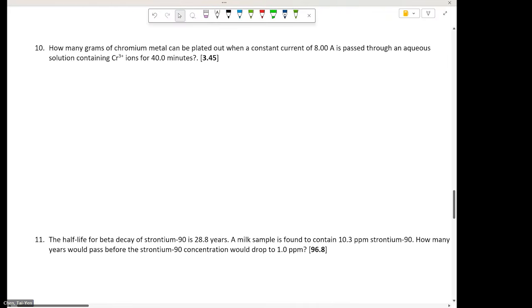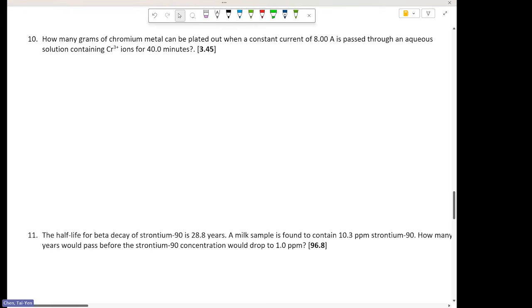Number 10. How many grams of chromium metal can be plated out when a constant current of some amps is passing through an aqueous solution containing chromium 3 plus for 40 minutes? Okay, what is the keyword here? Yes, electroplating. Plated out is the keyword. So the equation to use: grams equals current times seconds divided by n times the Faraday constant, times the molecular weight.